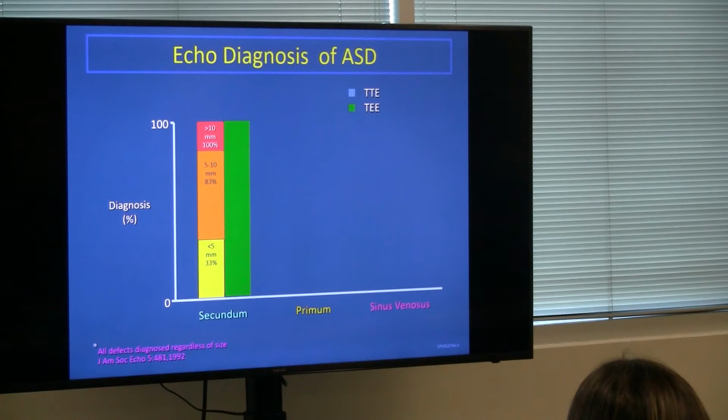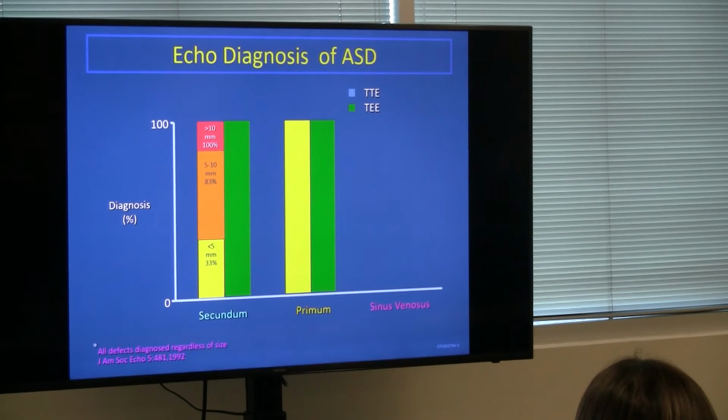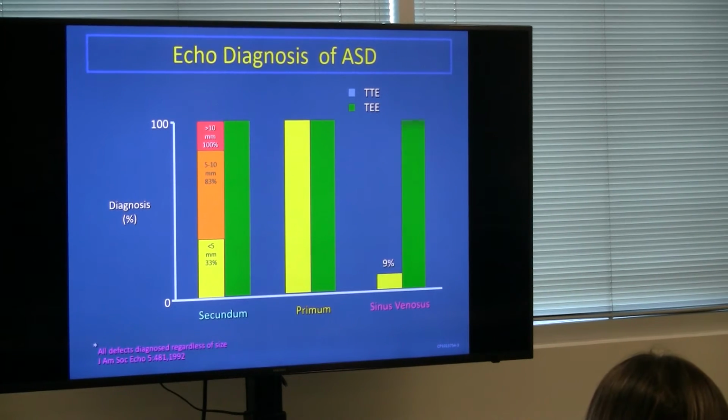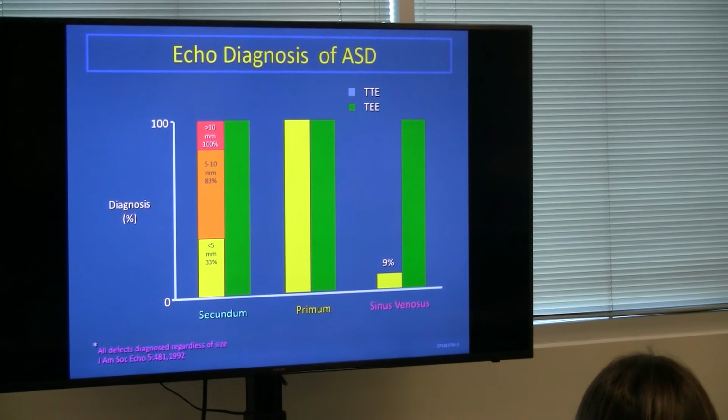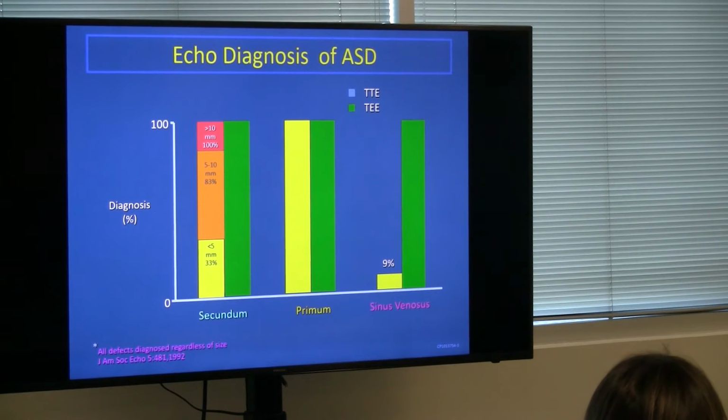And this was compared against transesophageal echocardiography as a gold standard. The primum ones are typically sizable, and they are usually readily apparent by transthoracic echocardiography in general. The sinus venosus ASDs are in close relation to your superior vena cava, and sometimes they are really hard to figure out by surface echocardiography alone, and you should be looking at advanced imaging, either a CT scan or a transesophageal echocardiography, to make that diagnosis.